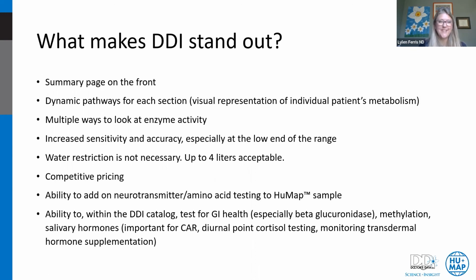So what makes DDI stand out? The summary page, the dynamic pathways for each section that give you a visual representation of an individual patient's highs and lows, multiple ways to look at enzyme activity, increased sensitivity and accuracy, especially at the low end of the range. Water restriction is not necessary. Up to 4 liters per day is acceptable. We have very competitive pricing. And you have the ability to add on neurotransmitter or amino acid testing to the HuMap sample.